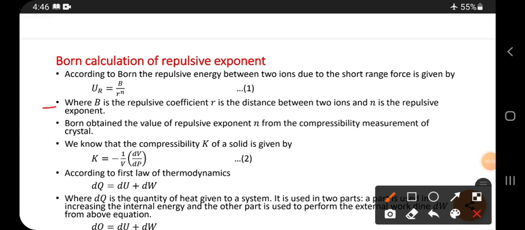The repulsive energy formula is u, the repulsive potential energy. R indicates repulsion. u equals B by r power n, where B is a repulsive coefficient, r is the distance between two ions, and n is a repulsive exponent. This n we have to calculate now. This is our aim.